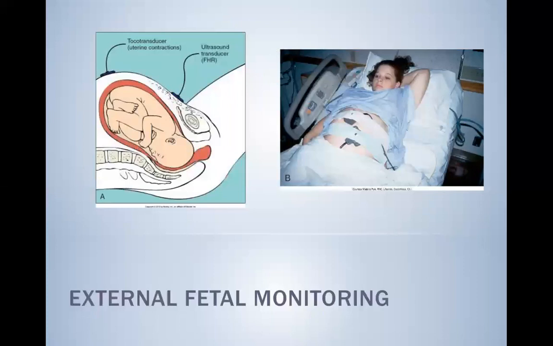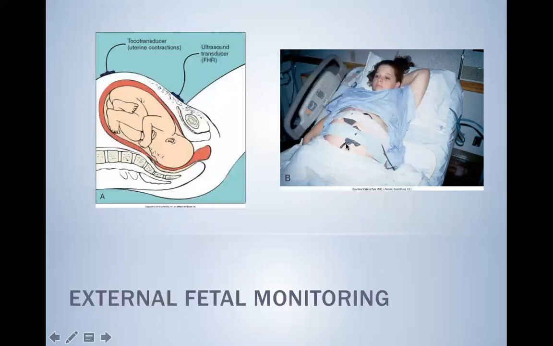So here's an example of our external monitoring. As you can see, they're monitors that go on mom's belly and get strapped on. The TOCO, which is for uterine contractions, is going to be at the top, the fundus, because that's the part of the uterus where we're able to assess what's going on with the contractions. And the fetal heart ultrasound transducer is further down, usually to one side or the other, because we're getting it off the fetal back is what we're pulling the heart rate from.